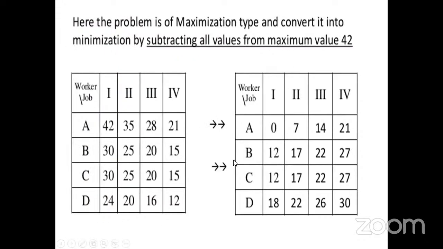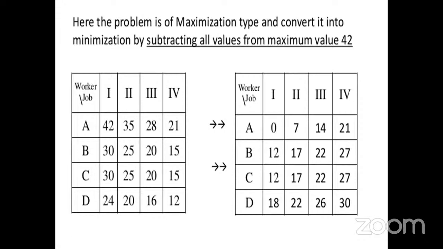This is what we need to do. The problem of maximization type, convert into a minimization by subtracting all values from the maximum value of 42. Subtract, and the new matrix will be in this format. Right? Yes, sir.